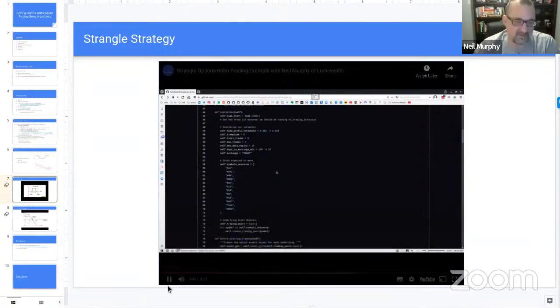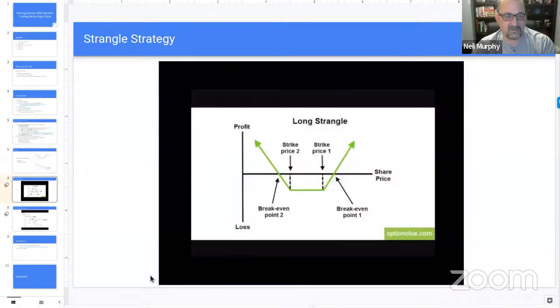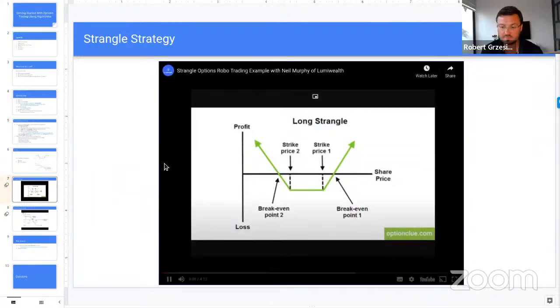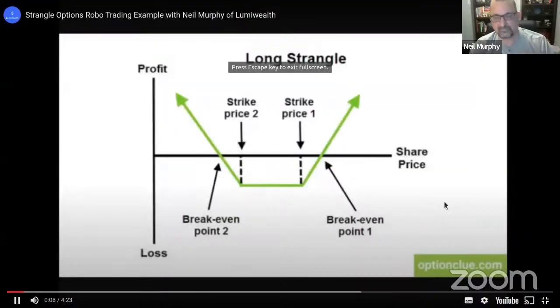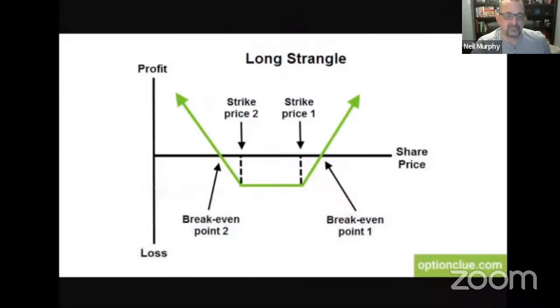Full screen too. I'm not going to lie, when you do option strategies, it's a little bit more work than when you're doing trading. So now we're going to have a look at an option strategy being executed. This is the long strangle strategy. There's a link in the presentation. You can look at it on Investopedia for a full description.